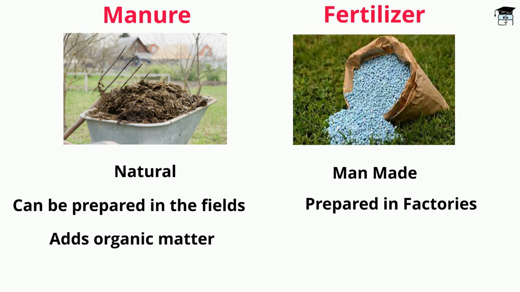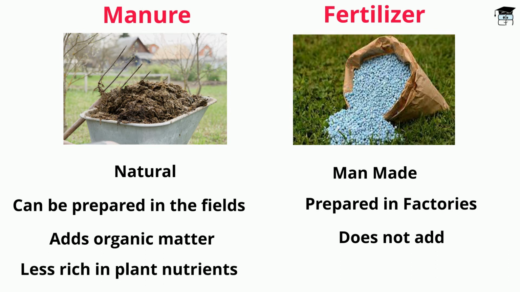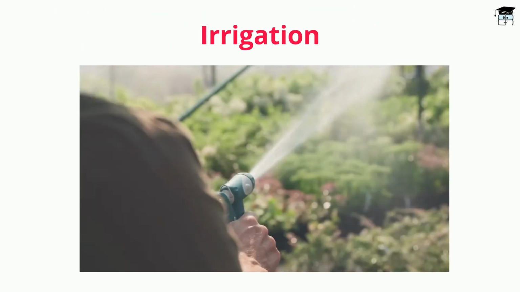Manures add decomposed organic matter or humus to the soil. Fertilizers do not add decomposed organic matter to the soil. Manures are relatively less rich in plant nutrients, whereas fertilizers are very rich in plant nutrients like nitrogen, phosphorus, and potassium. The fourth agricultural practice is irrigation.